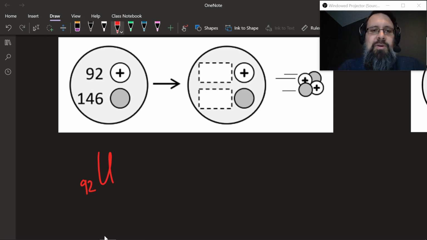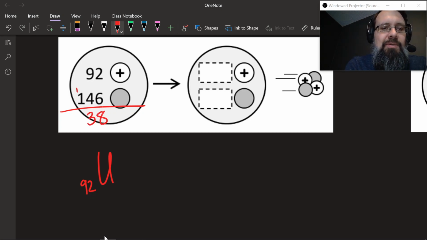Now I have to figure out what number to put on top. Well, there's 92 protons and 146 neutrons. The number on top is the total number of nucleons, which means I have to add these together. 92 plus 146 is 238. So this is uranium-238.